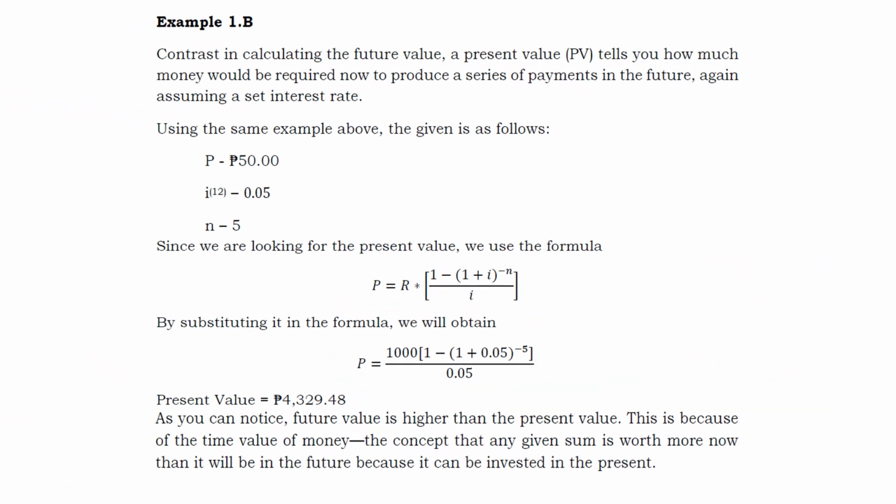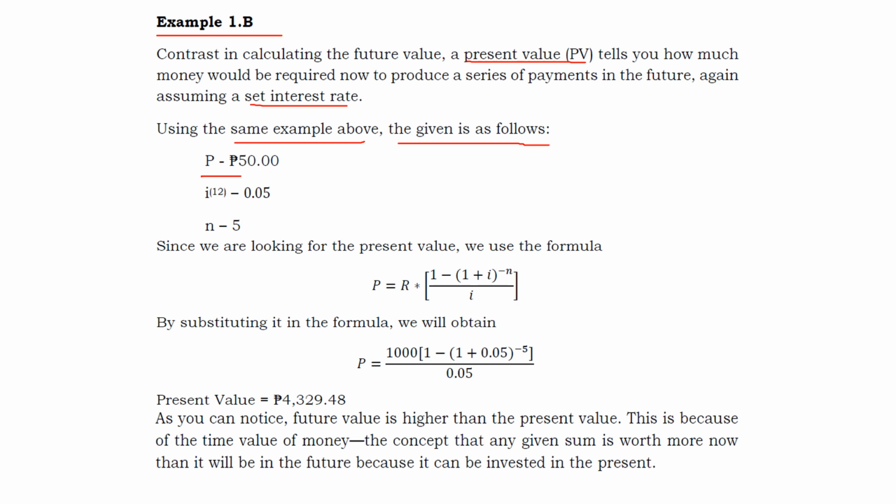So for example 1.b, in contrast to calculating the future value, a present value tells you how much money would be required now to produce a series of payments in the future, again assuming a set interest rate. Using the same example a while ago, the given is as follows.